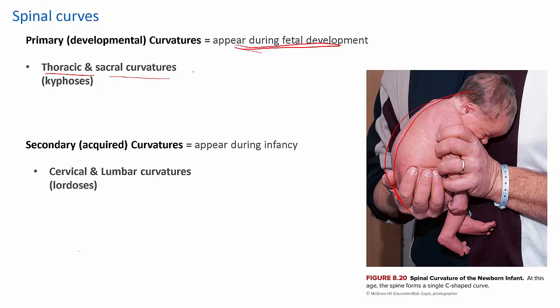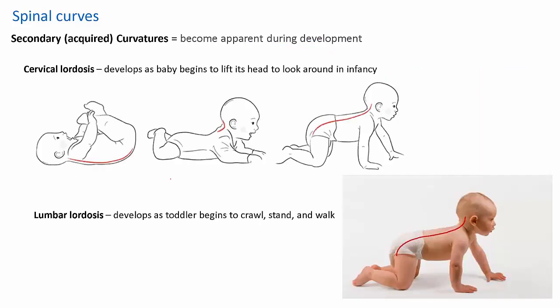The secondary curvatures, they won't develop until later on. They'll develop during infancy as the baby is starting to crawl around, starting to move around, starting to tilt their head up, look around, and then even start walking upright. So during infancy, when you start sitting upright, you start looking upright, then you'll start to develop that cervical curvature, that cervical lordosis, and the lumbar lordosis.